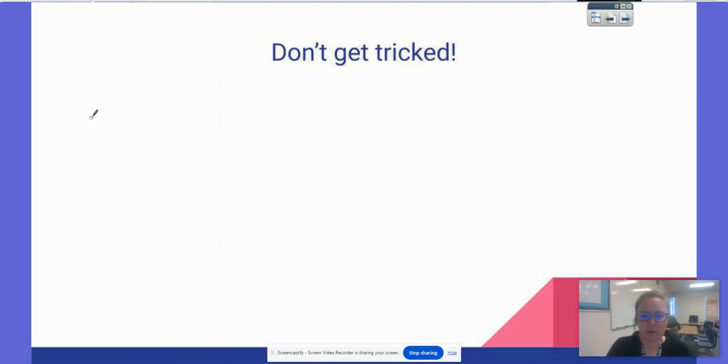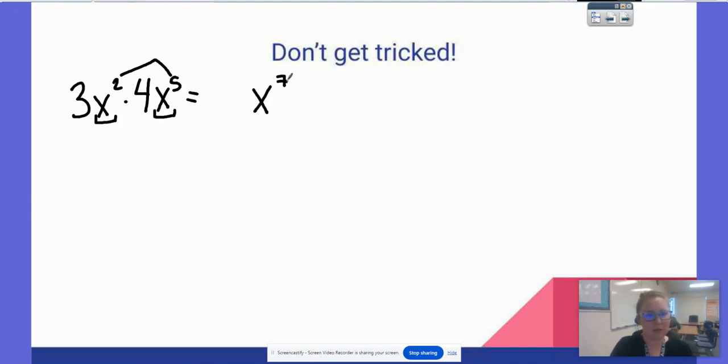So one of them we've mentioned, but I'm going to specifically say, what if I have 3x squared times 4x to the 5th, okay? The base is the x. Add those exponents together, x to the power 7. Well, what happens to that 3 and that 4? Well, remember, our commutative property of multiplication, you can just shuffle the order, so we move those next to each other. What's 3 times 4? It's 12.